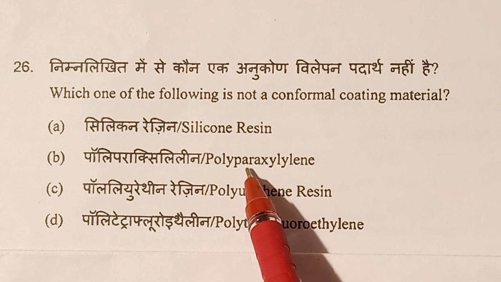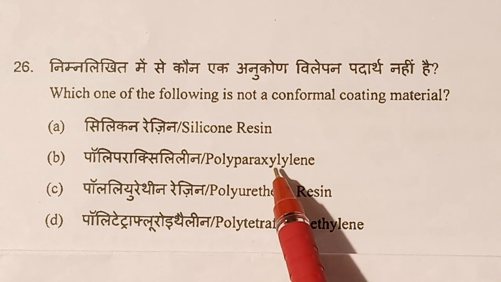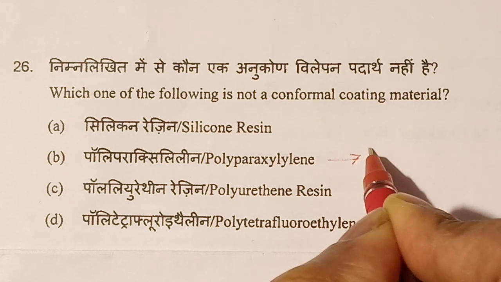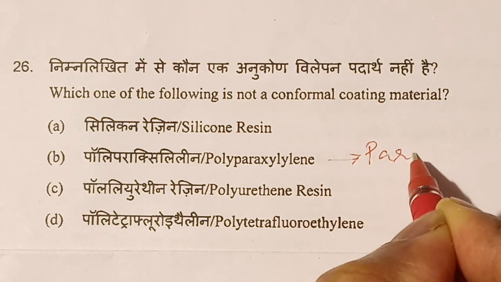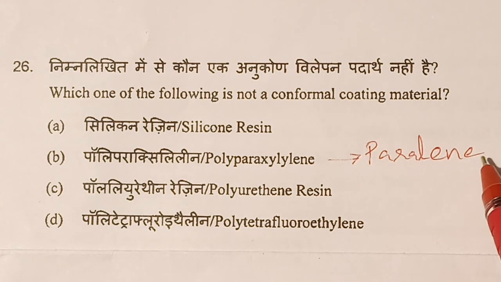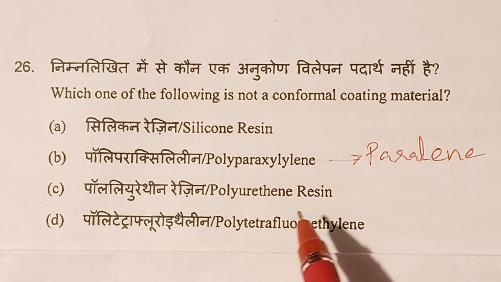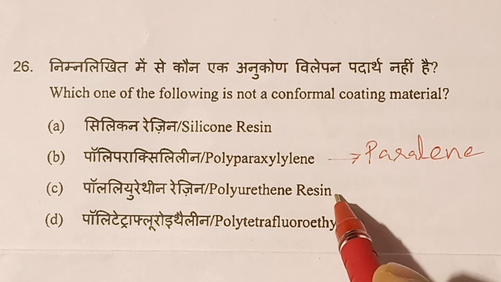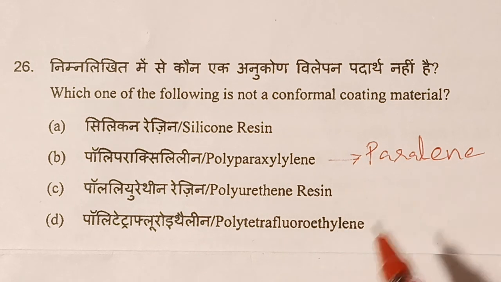Polyparaxylene is also known as parylene. This is also a conformal coating material. Next is the polyurethane resin. This is also a conformal coating material.